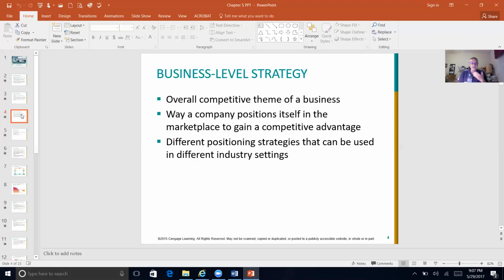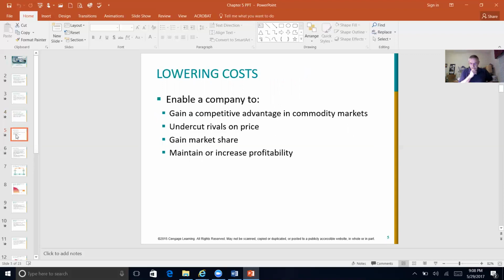But equally important, as we've already discussed, even for a government entity or for a nonprofit, it's about maximizing tax dollars or the donations given by the donors. So the concepts are basically the same, but from a business level strategy, it's about what that company can do to give us a competitive advantage and how it can position itself in the different markets or industries that it finds itself in. So, lowering cost.